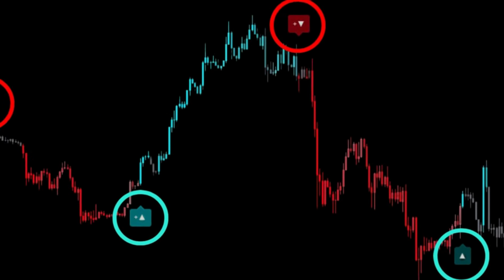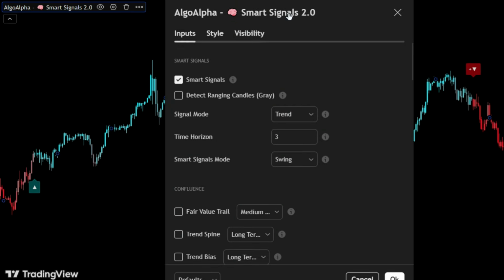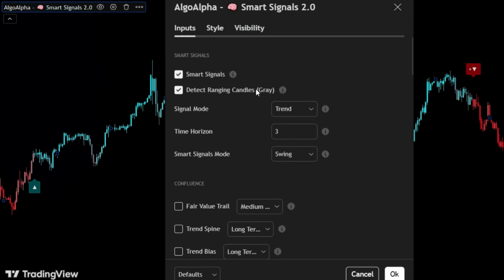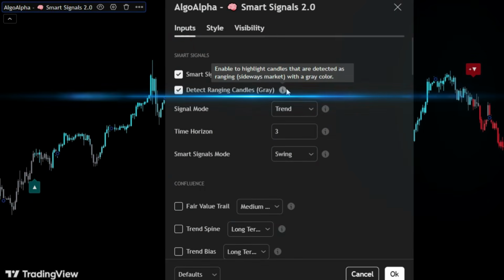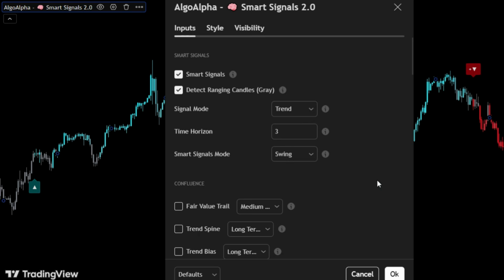So what really makes this indicator stand out are its settings. It automatically detects ranging candles and marks them in gray, so you instantly know when the market is moving sideways. You can also switch signal mode between trend or reversal, depending on your own trading style. Then there is the time horizon. It allows you to pick whether you want longer-term signals or the shorter ones.